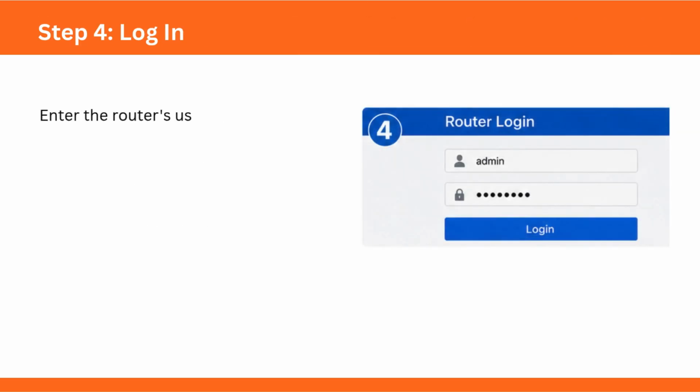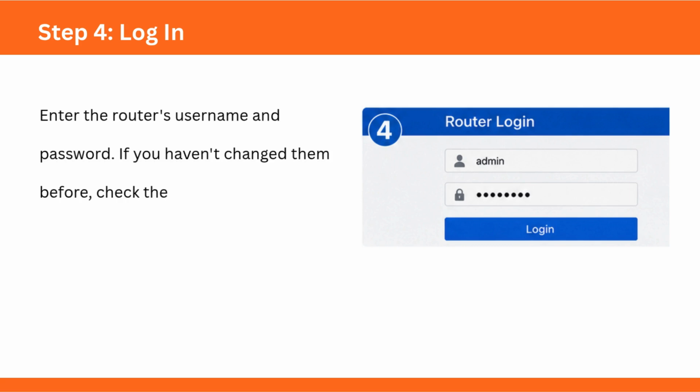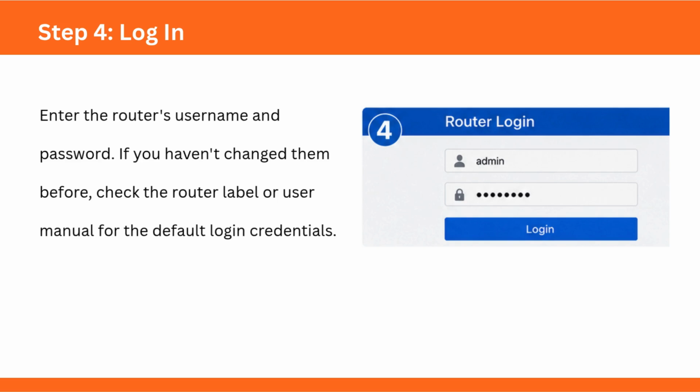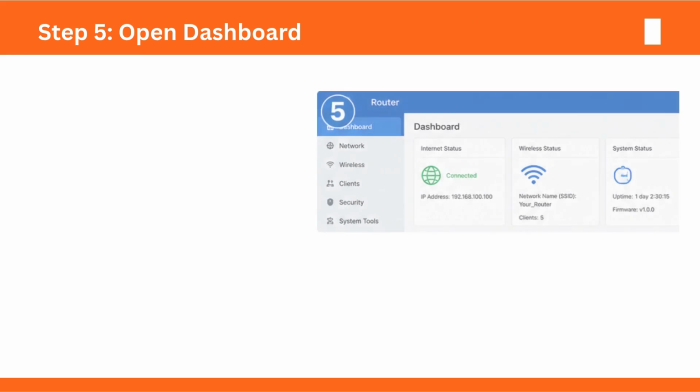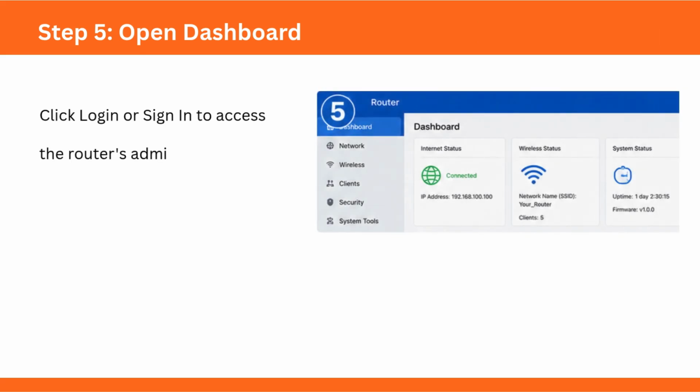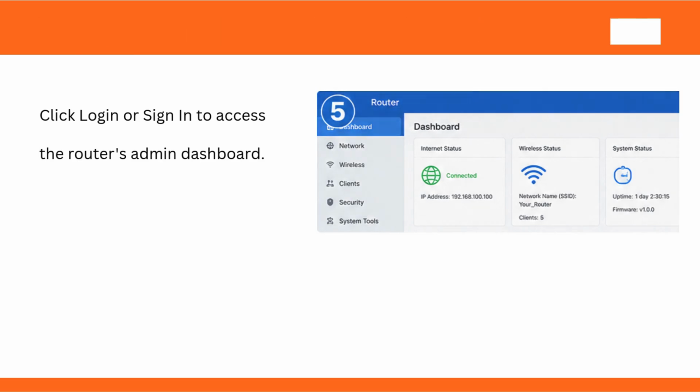Step 4. Enter your login details. Type the router's username and password. If you haven't changed them, use the default credentials printed on the router label or in the user manual. Step 5. Click the Login button. Click Login or Sign in to access the router's admin dashboard.